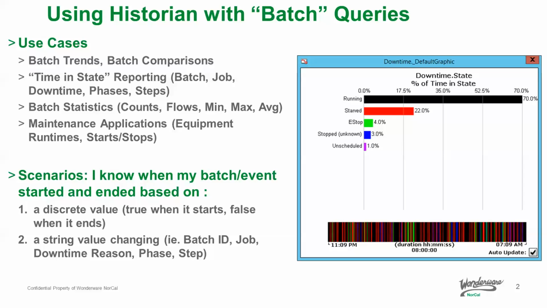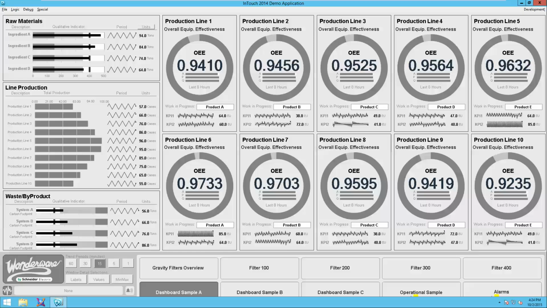How to retrieve batch statistics, such as counts and flows, mins, max, and averages against your batch, as well as for maintenance applications, look at the number of start stops and equipment runtimes. So what do I need in my Wonderware Historian? Well, I can either use a discrete tag to determine when a batch started and ended, or I can use a string tag to get the batch ID, the job ID, the downtime reason, the phase, or the step. So let's look at some examples of how we can do this.